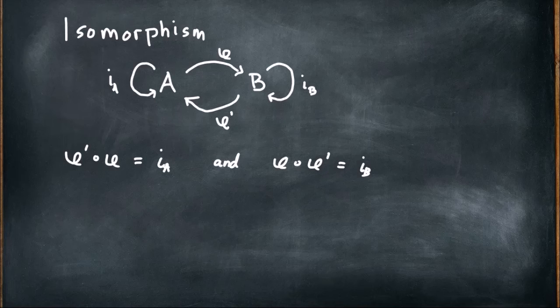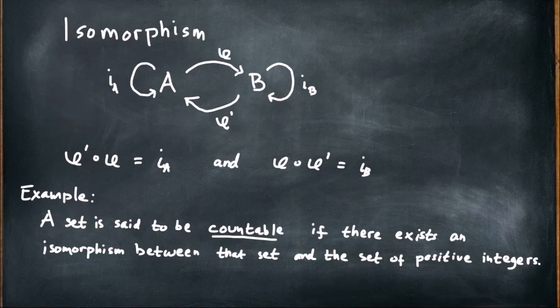In the category of sets, an isomorphism is just a one-to-one and onto mapping. And here we can define a set to be countable if there is an isomorphism between that set and the set of positive integers. Thus, for example, the set of real numbers is not countable.